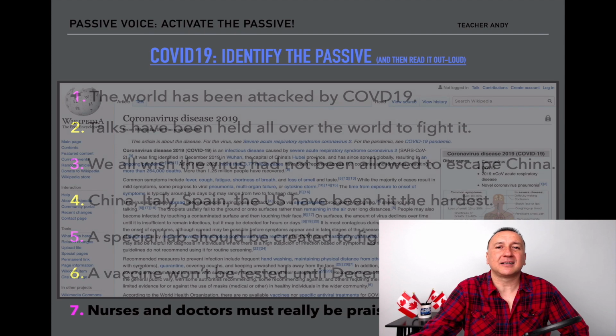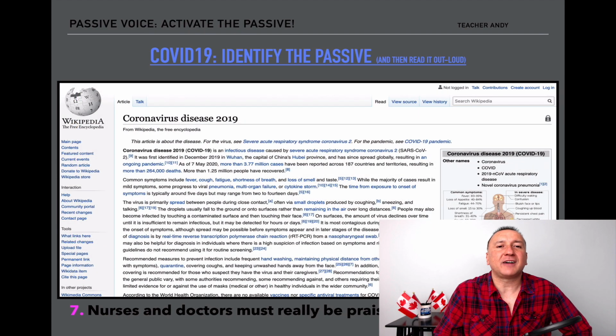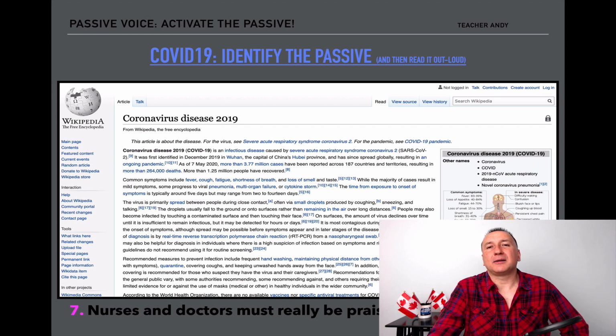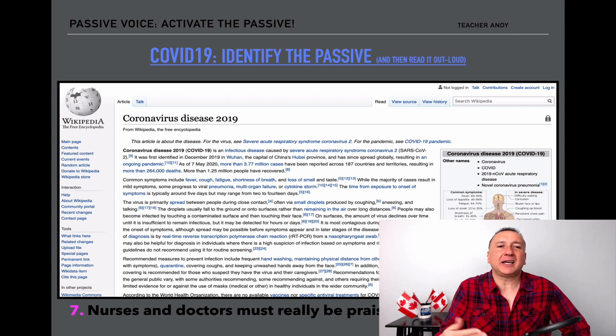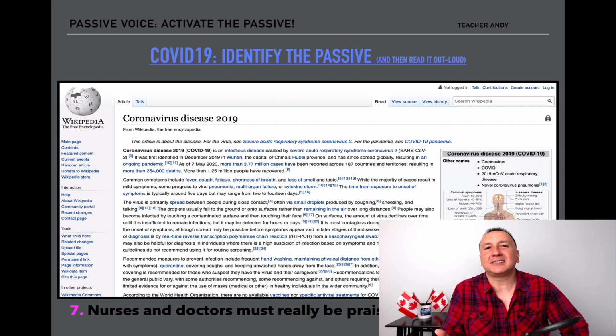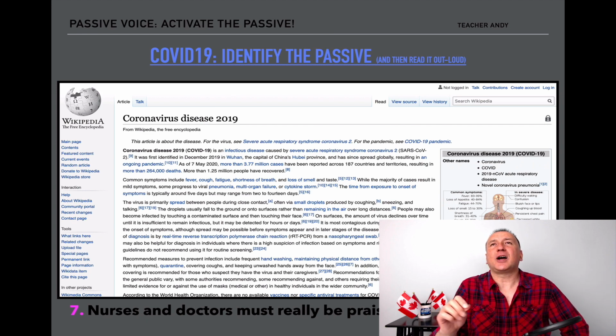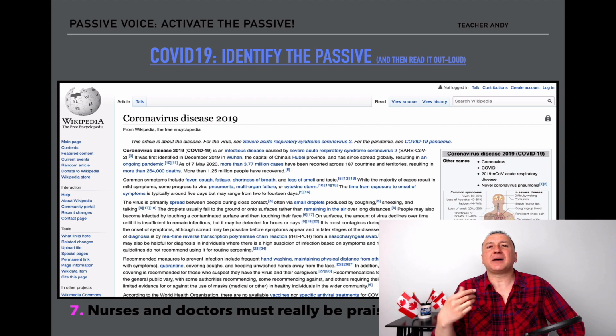Finally, I want you to take a look at this. This is the Coronavirus Disease 2019 Wikipedia section. And please believe me, read the section and you're going to see that you find passive voice all over the place. I invite you, go to the Wikipedia Coronavirus Disease 2019 site and then try to figure out and try to find the different passive voices.